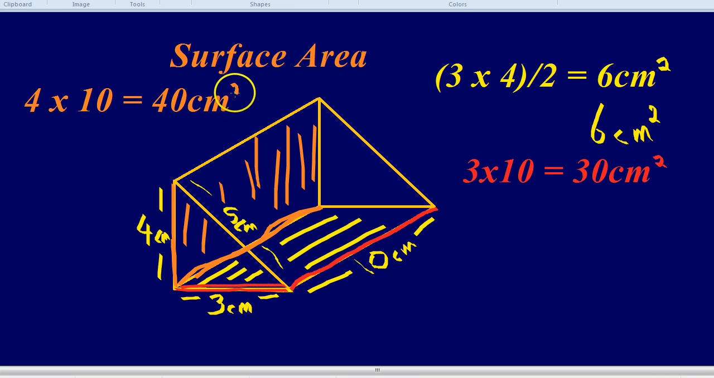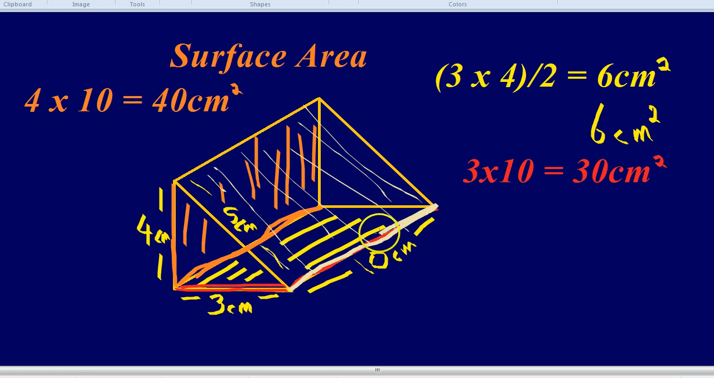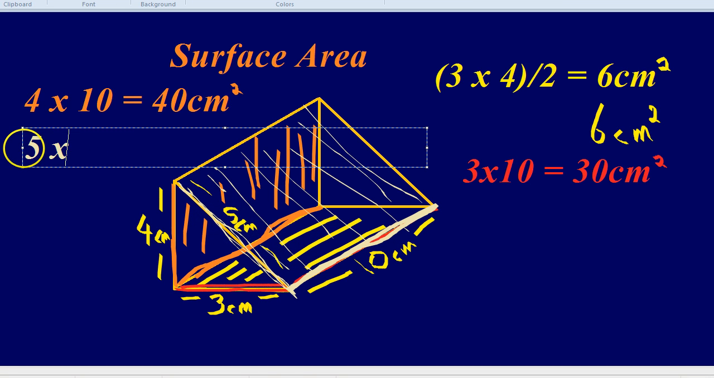Last surface. Can you see which one? Yeah, it's going to be that front surface along here. So this front surface down here. There we go. Now that's going to be 10 along here multiplied by 5 along here. Always think carefully about which side you're going to multiply. 5 times by 10 is 50, so that's 50 centimeters squared.